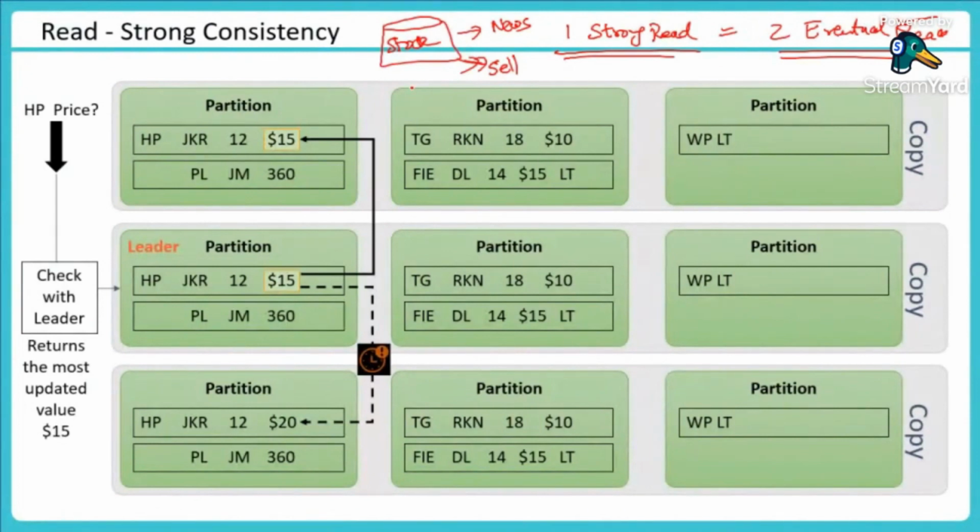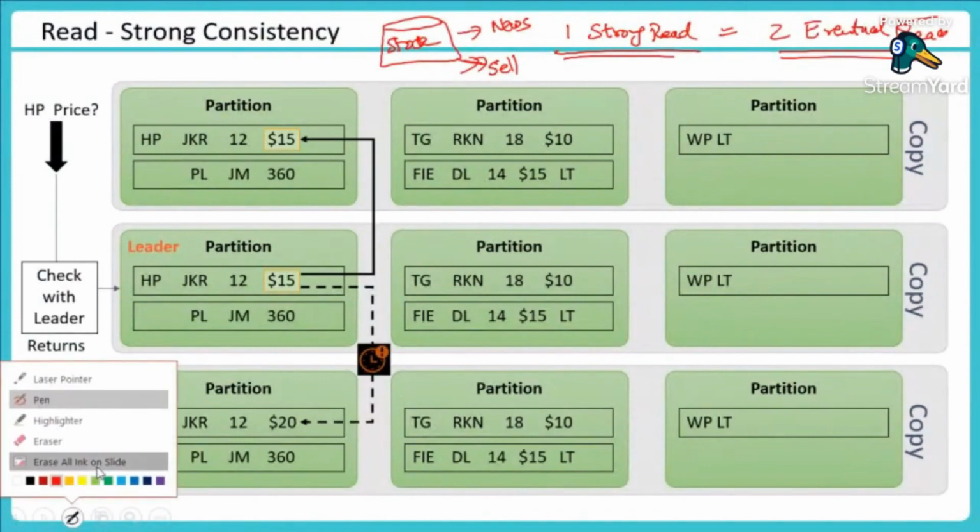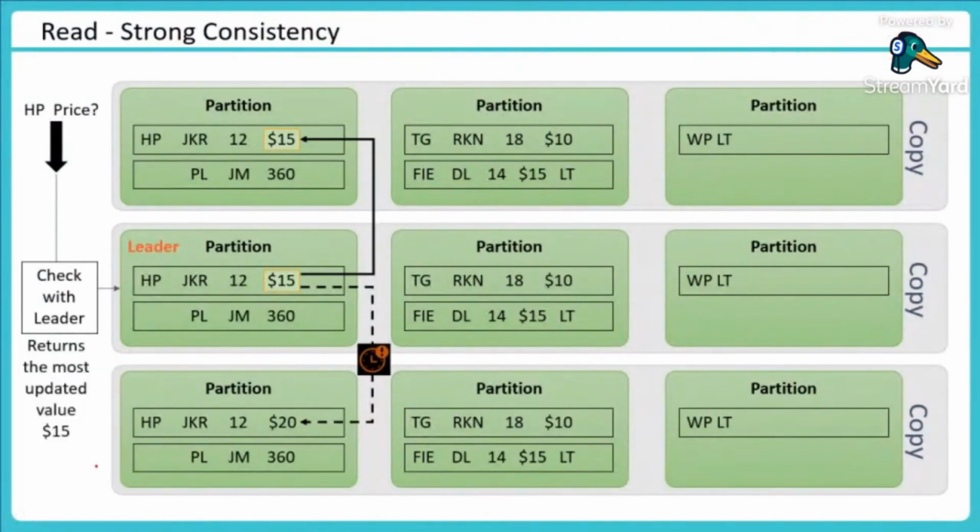Do we have only two consistency levels? There is one more that is called transactional consistency, but I won't be able to cover it. There is one more option where we can add transactional support into DynamoDB, but for now consider only these two options. Okay.